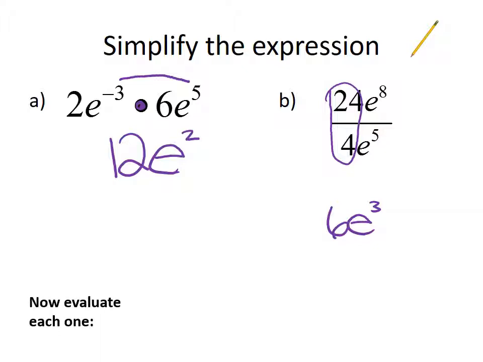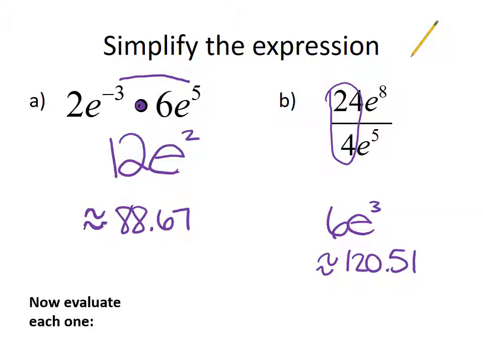Now we can take it a step further and we can actually evaluate these by using our calculator. If I plug in 12e squared into my calculator, I end up with approximately 88.67. Again, make sure to use that approximation symbol. 6e to the 3rd gives me approximately 120.51.